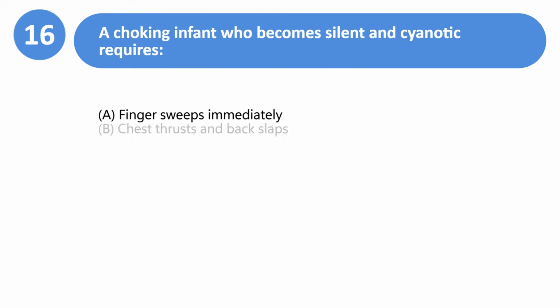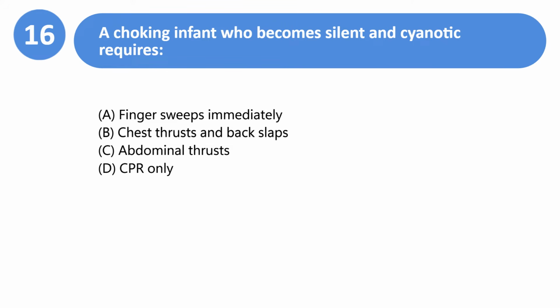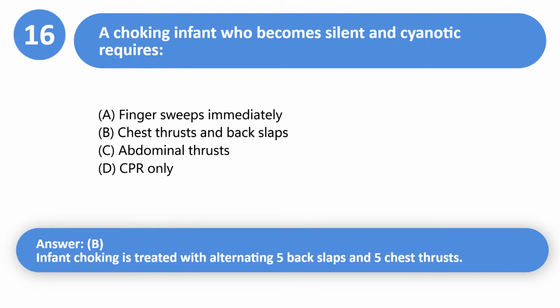A choking infant who becomes silent and cyanotic requires: A. Finger sweeps immediately. B. Chest thrusts and back slaps. C. Abdominal thrusts. D. CPR only. Answer, B. Infant choking is treated with alternating 5 back slaps and 5 chest thrusts.